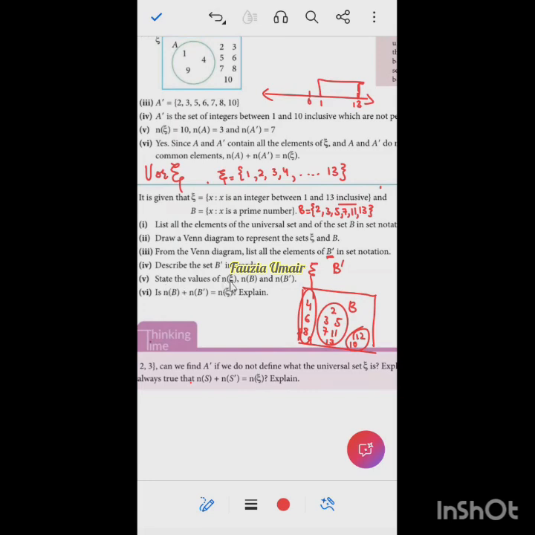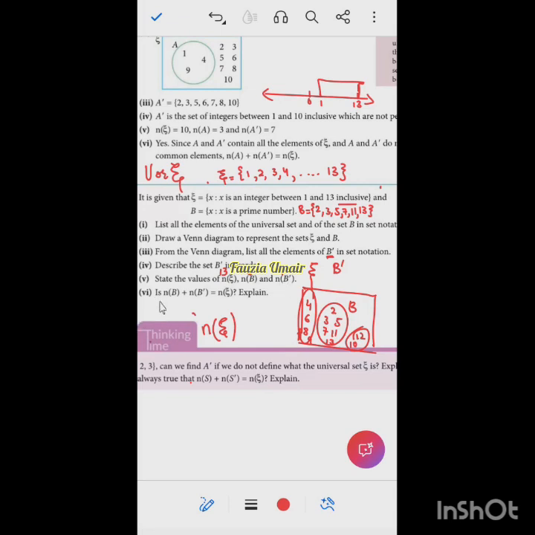State the values of n. I told you that n of universal set means the number of elements in the universal set. How many elements are in the universal set? There are a total of 13 elements. How many in B? In B we have 6 elements. And how many in B complement? In B complement we have 7 elements. This representation is the number of elements of the set.